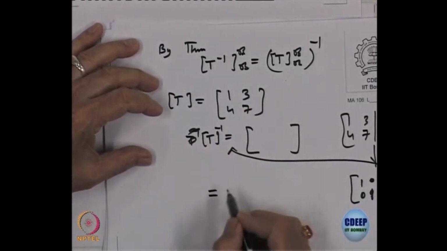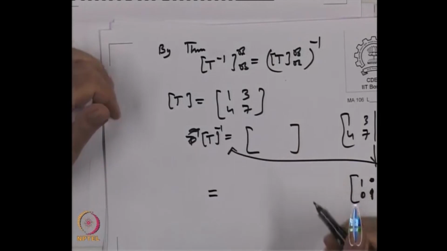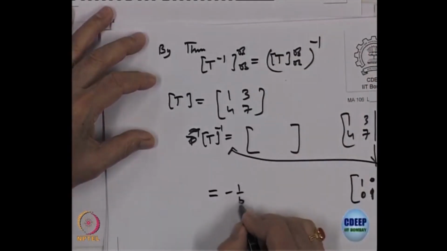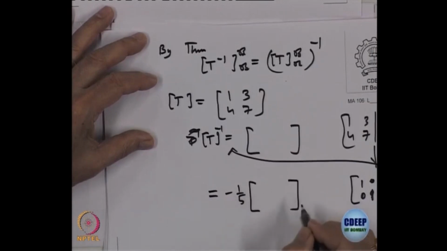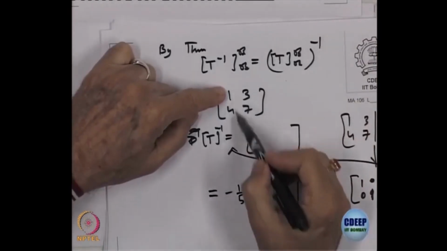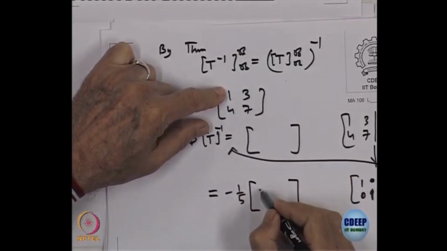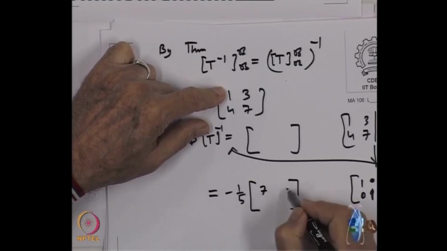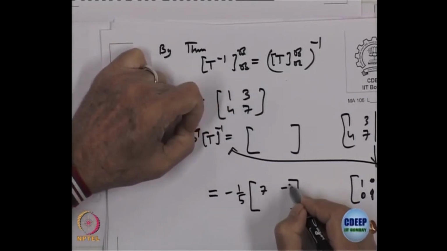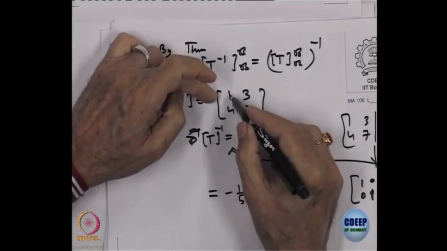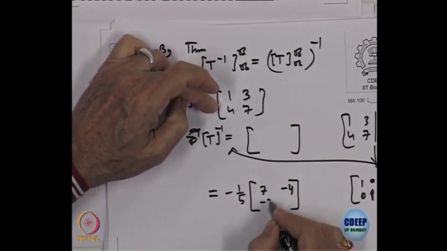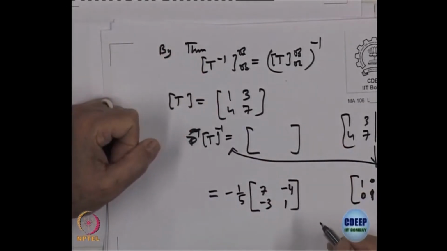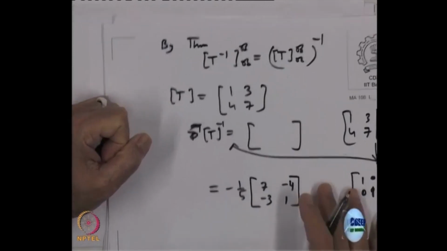Or you have already found the determinant. If you use the adjoint method, what was the determinant? Minus 5. So minus 1 over 5 times the adjoint. What will be the first row, first column? What should I put here? 7. Then next one, this goes minus 3, and similarly this goes minus 4, and that goes 1. So that is the inverse.